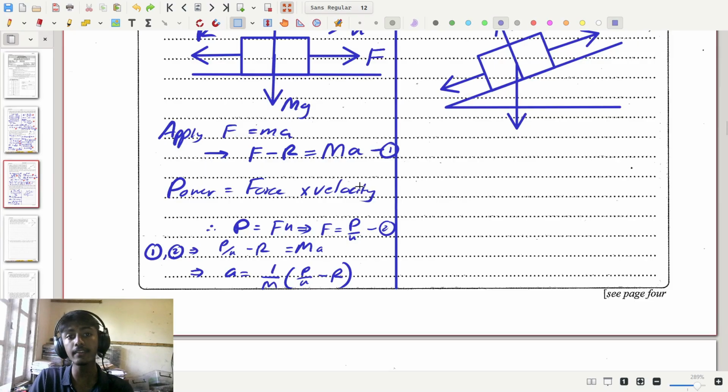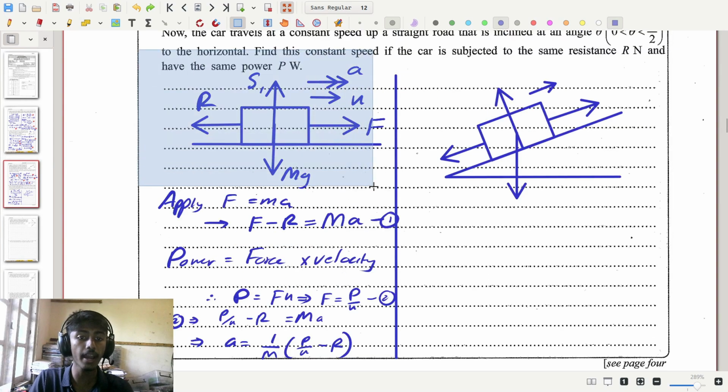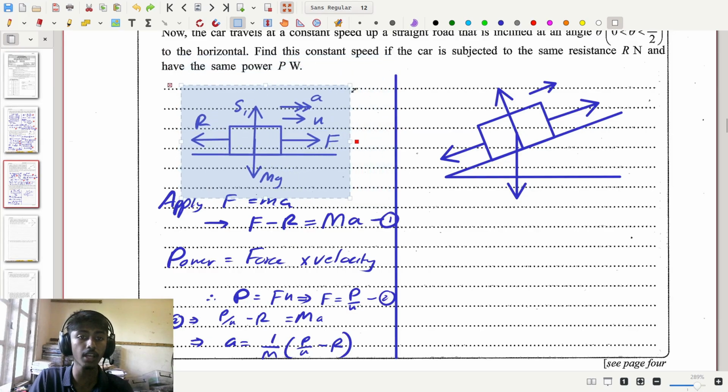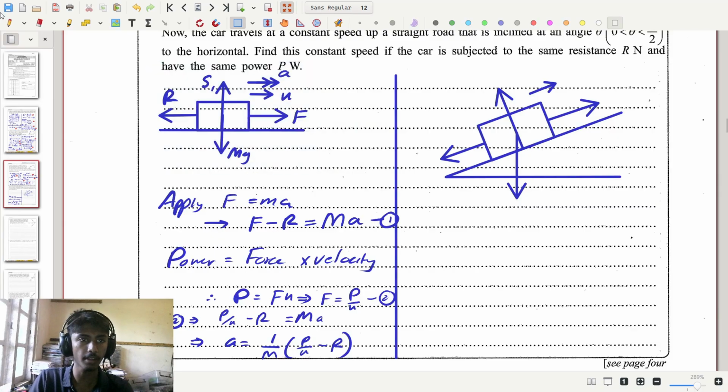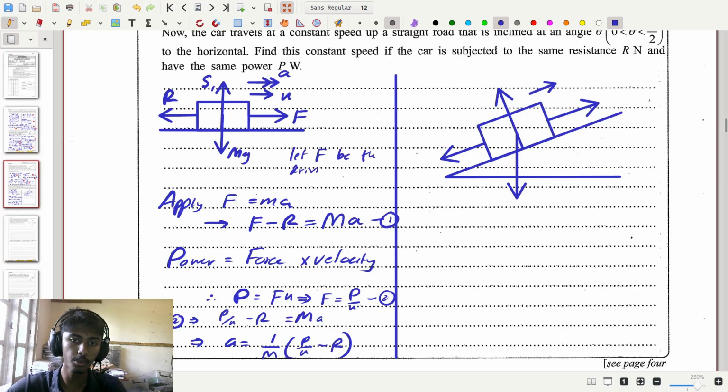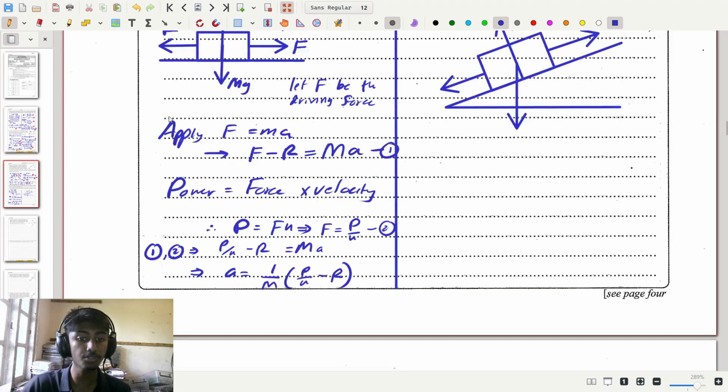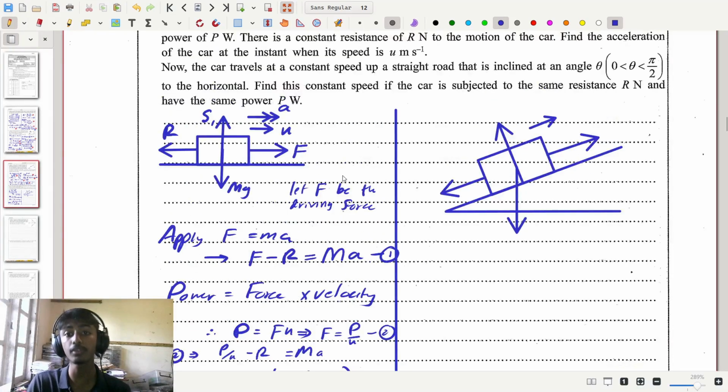If I were to add anything to this proof here, the only thing I'd add is a mention of the fact that F is the driving force of the car. It's the force due to the engine on the wheels of the car. So I could mark that, I could just say something like, let F be the driving force. But other than that, there is nothing else to solve here in order to find the acceleration a of the car on the flat horizontal road.